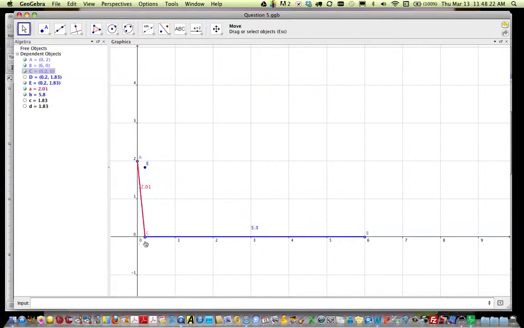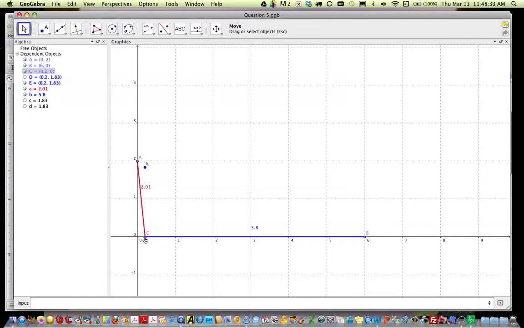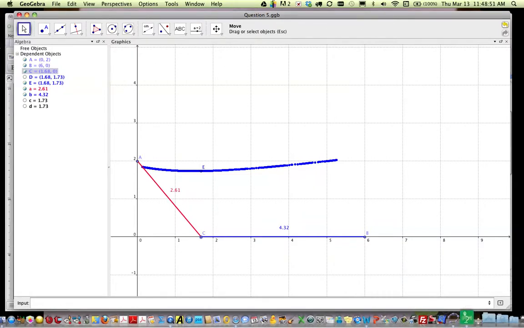What I'd like to do then is trace it. So I'm going to right click on it again, and we'll turn the trace on. And again, it looks like it's decreasing until I get to a certain point, and then it kind of flattens out, and then it starts to increase again. So this is the underlying function that I want to optimize. We need to come up with what that function is. So let me switch over to my camera.